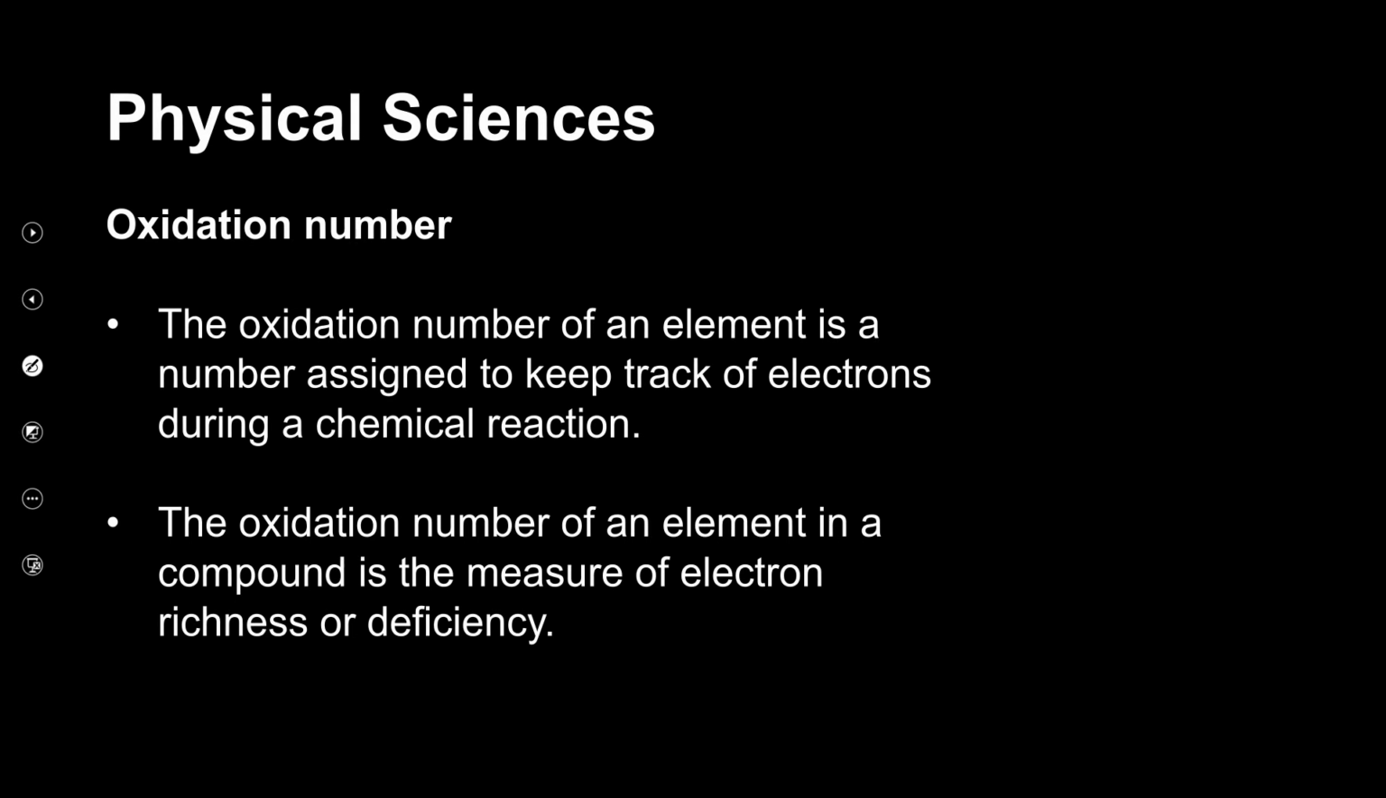So when we talk about oxidation number, the oxidation number of an element, okay, is a number assigned to keep track of electrons during a chemical reaction. Now, in the context of a chemical reaction, there is loss, there is gain of electrons. Oxidation number of an element in a compound is actually the measure of the richness or deficiency. So richness means electrons have been gained. Deficiency, electrons have been lost, okay?